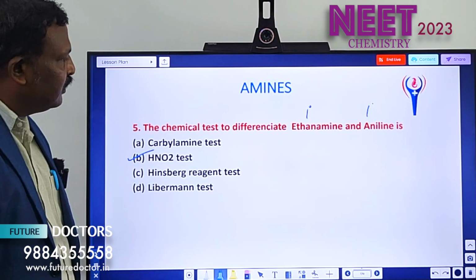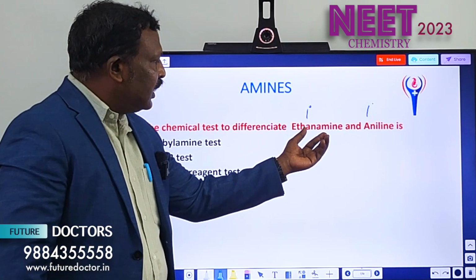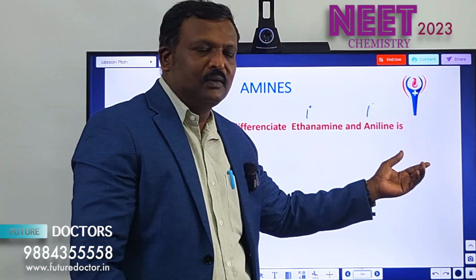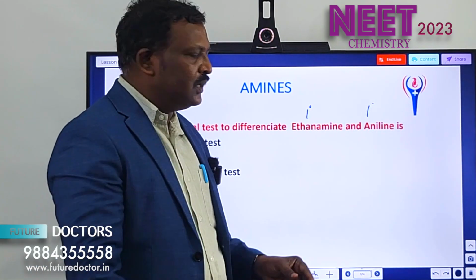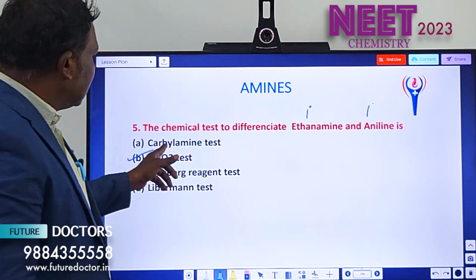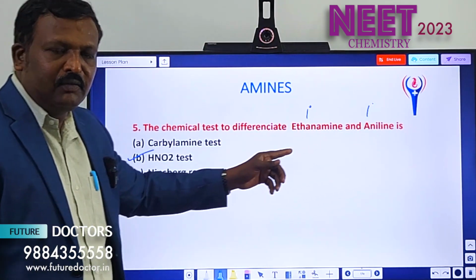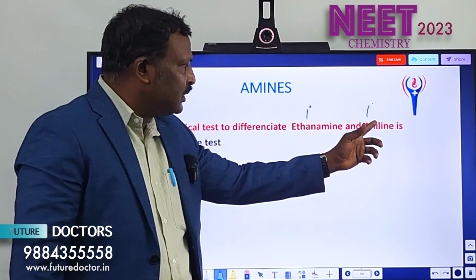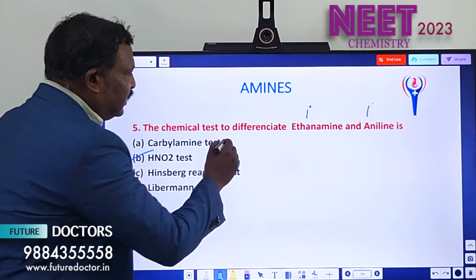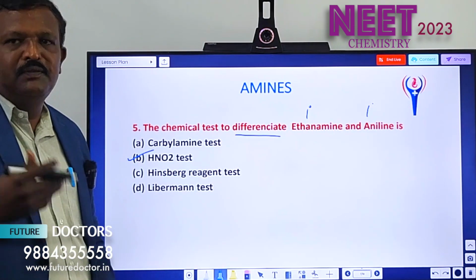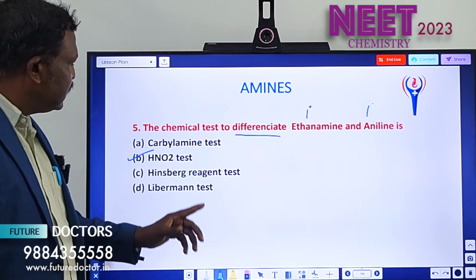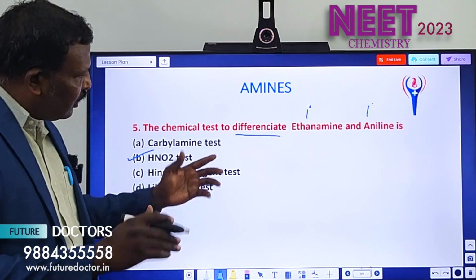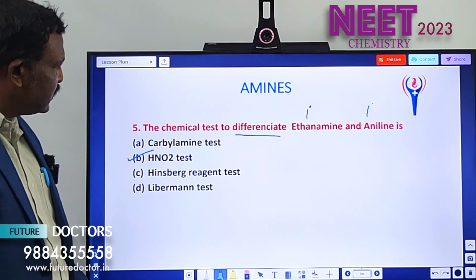Are you following? It forms an unstable diazonium salt, and it forms a stable diazonium salt. In this way we are going to differentiate. If you use the carbylamine test, both can answer. If you use the carbylamine test, this also can answer, this also can answer. But they are asking to differentiate. Which test differentiates the two compounds? Only the nitrous acid test. It differentiates aliphatic primary amine and aromatic primary amine.